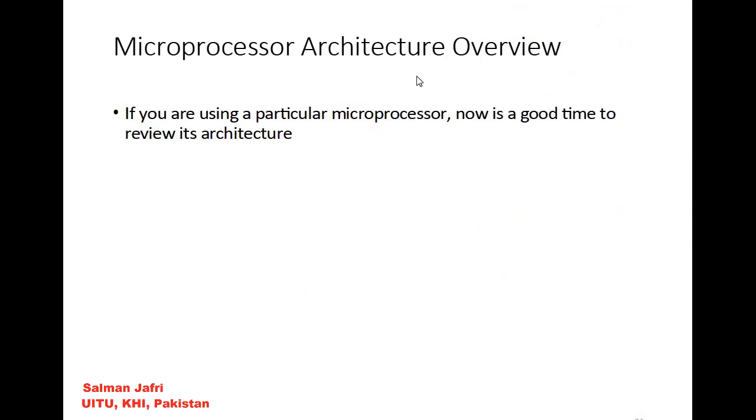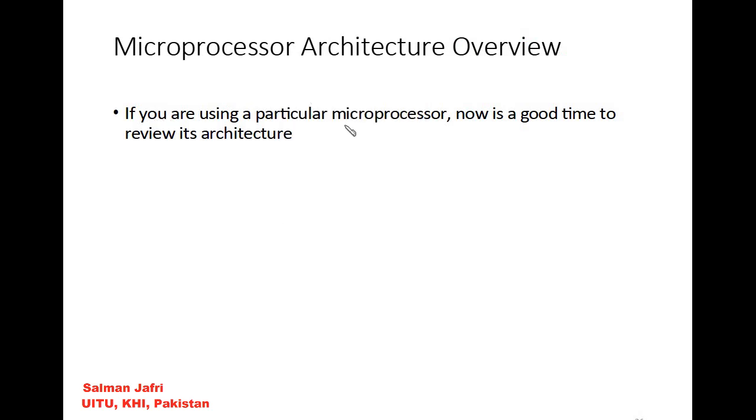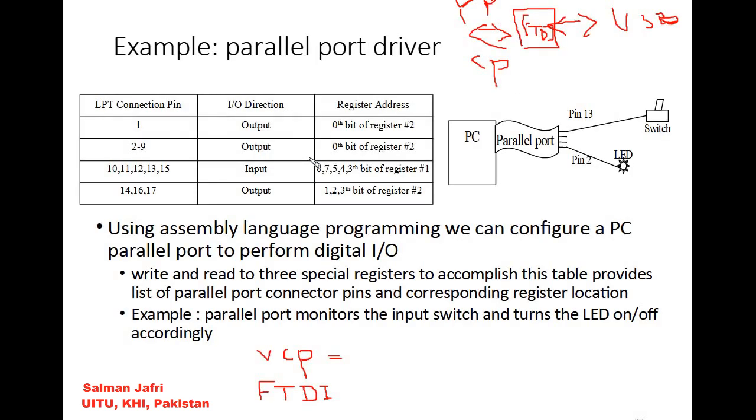We can now analyze the microprocessor architecture, and have a microprocessor architecture overview. If we are using a particular microprocessor, it's a good time to review its architecture. An example is a parallel port driver, right? We can have the information about the direction of the pins of the parallel port. Output pins can be assigned to an output device like an LED, and an input pin can be assigned to a device like a switch.